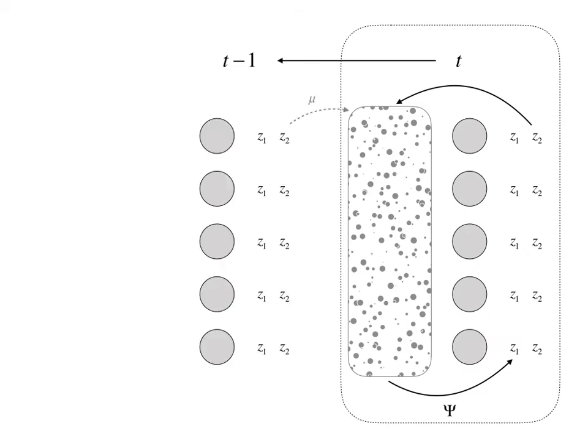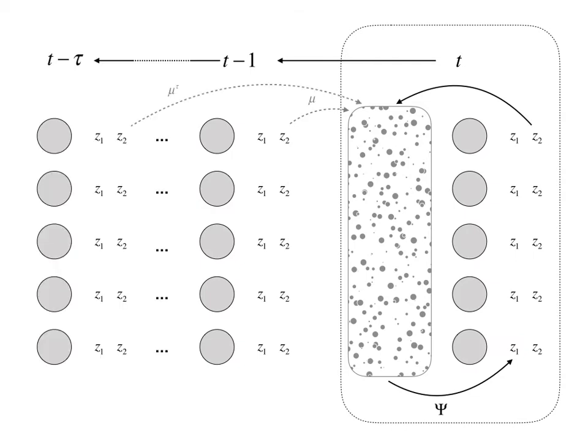And then we want to think about what happened in previous generations and how that affects our resources. So we can go back to time t-1, and we can say that the expression of the Z2 phenotypes in t-1 contributed to this resource landscape, but that contribution is decaying at a rate mu. And we can go further back. So we can go back to t-tau, and we can look at how they contribute to the resource landscape and how that contribution decays.